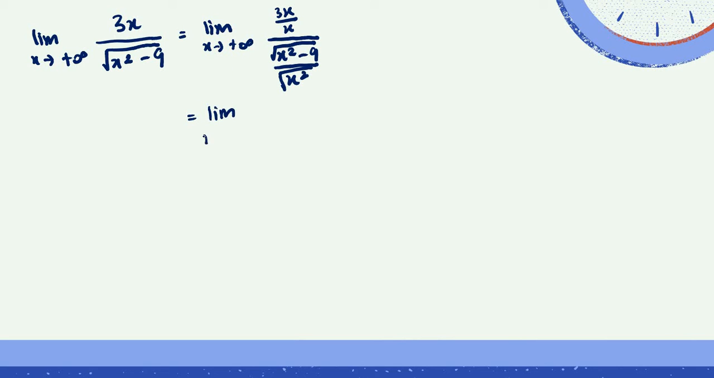Simplifying this, you will have 3 divided by the square root of 1 minus 9 over x squared. Having this, you will get 3 divided by the square root of 1 minus 0. Remember what we did last week. So 3 over the square root of 1 minus 0 is going to be 3.